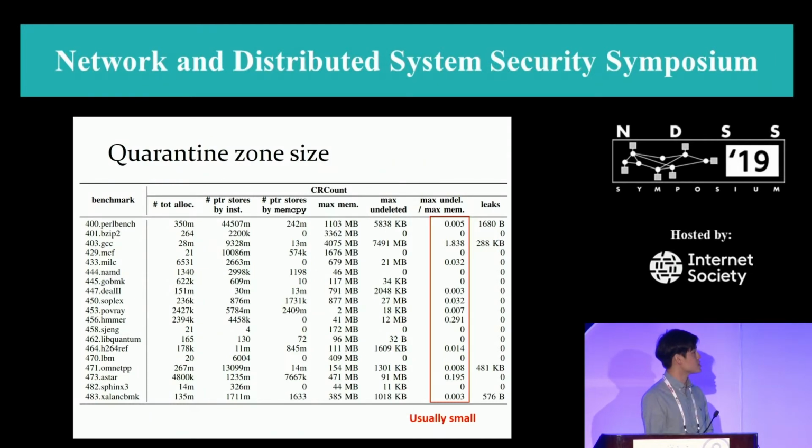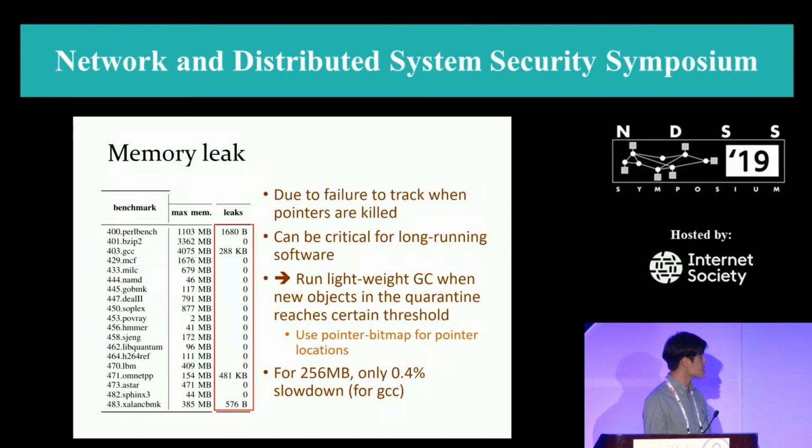One of the aspects we need to see is, since our solution delays the memory free operation, how much overhead it causes. But we don't have much time, so I want to only say that the overhead caused by the quarantine zone is usually small. And since our analysis is not really 100% complete, we sometimes have memory leaks in some of the benchmarks. So if you see the numbers, it is not really that big. It's almost negligible, but it can be critical for long-running software.